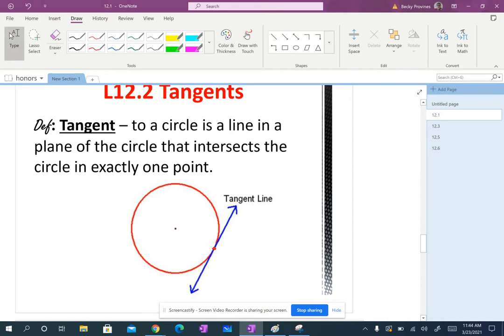All right, so the definition in the book I feel is very confusing. It says a tangent to a circle is a line in the plane of a circle that intersects the circle in exactly one point. Okay, that's wordy. What it means is that you have a line and you have a circle, and the line only intersects the circle at one point. That's all it is. Okay, so you have a line and it just touches the circle at one spot.